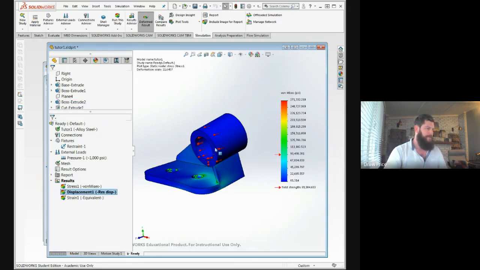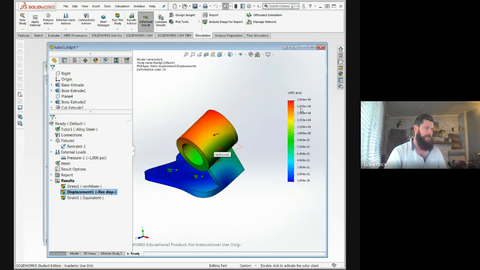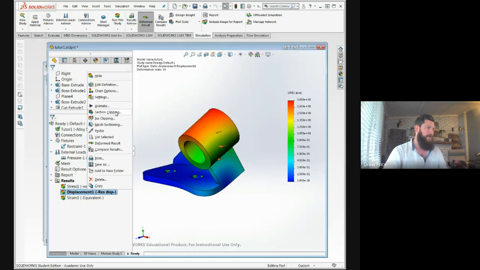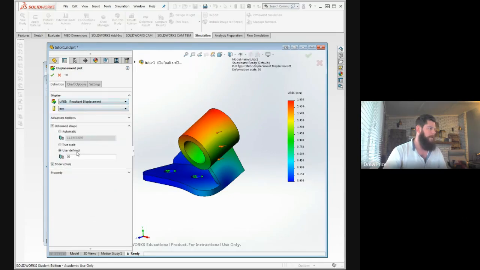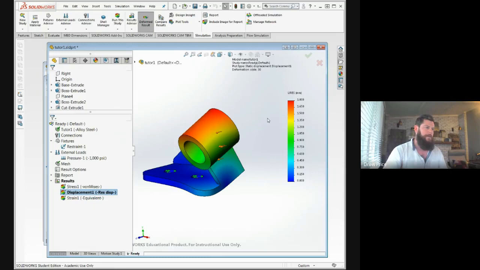Same with the results for the displacement. I'm not digging how it's showing it in scientific notation in millimeters. So I'm going to go to chart options and do the same thing. And so now I see that my peak displacement is somewhere around 1.8 millimeters. That makes a lot more sense.